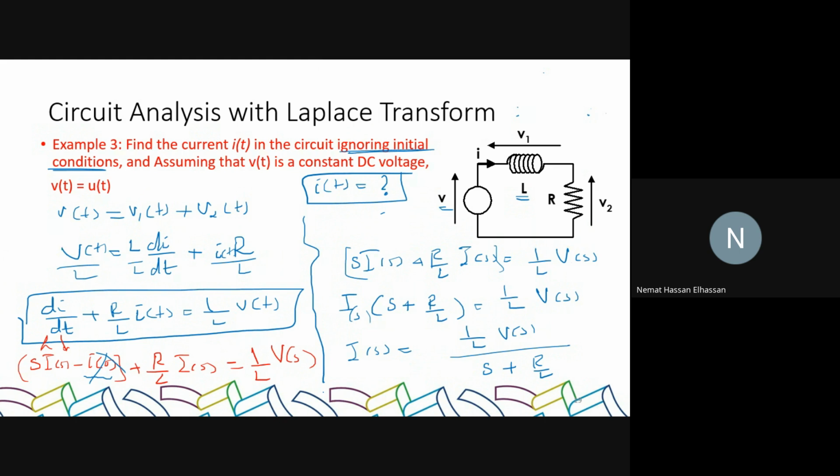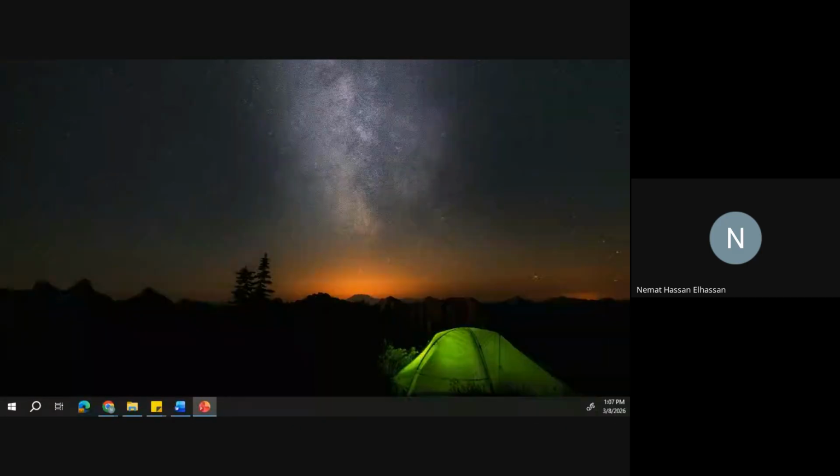So this is the point we stopped at, that I of s is equal to 1 over L divided by s plus R over L, times V of s, right? Any question up to this point? Okay. So what would you do next?